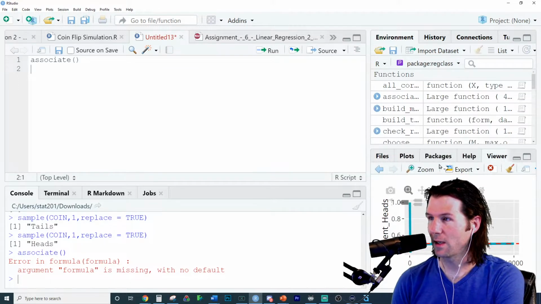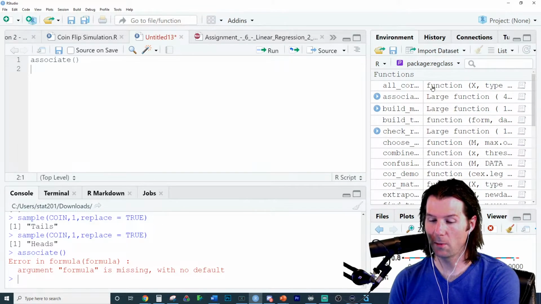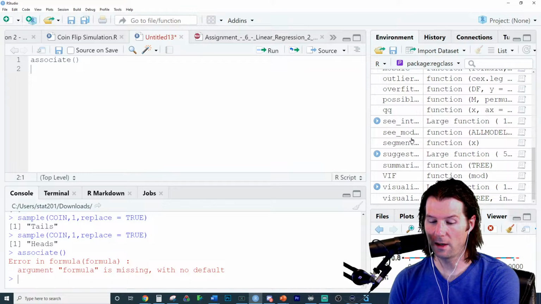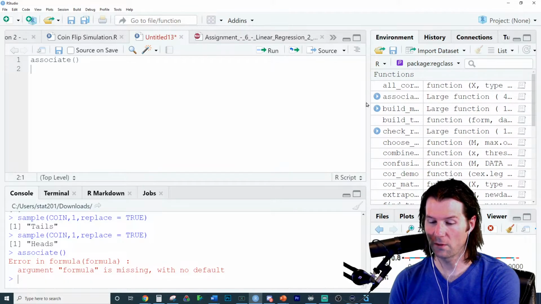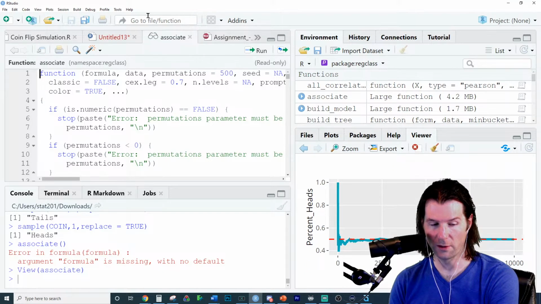But red class right here, you can see all the functions inside of it. This is not the global environment anymore. It's now what's inside the package. And you can see the associate function right here. There's the associate function, and you can take a look. I think if you click it, view associate. Oh, there you're just viewing the function.